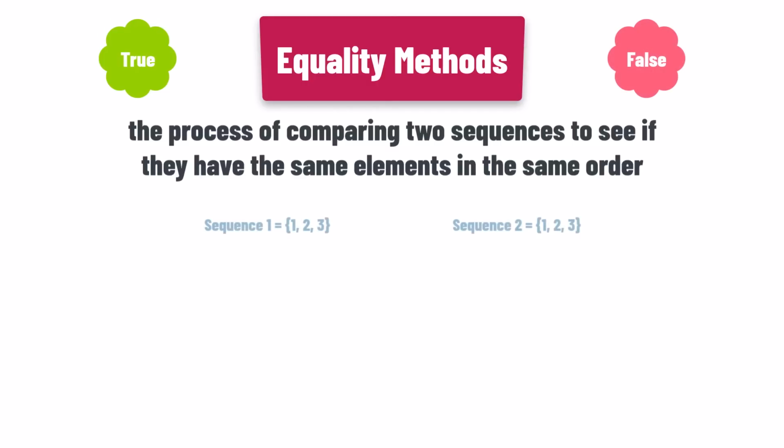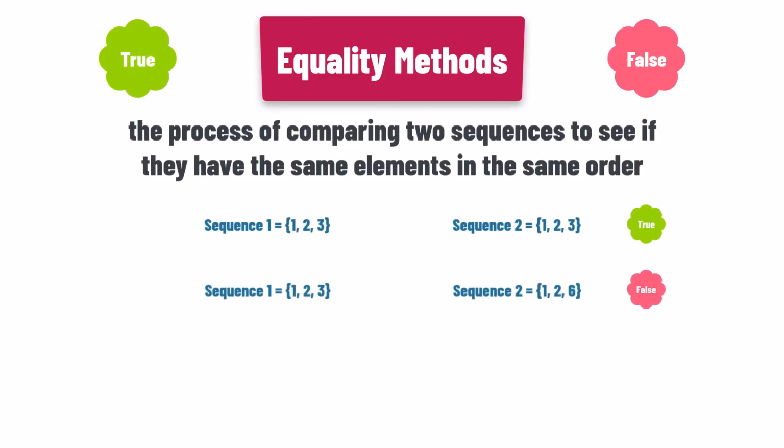For example, the following two sequences. Using SequenceEqual I will get true, because both sequences have the same data in the same order. On the other hand, I will get false as result for these two sequences, because they have different elements.